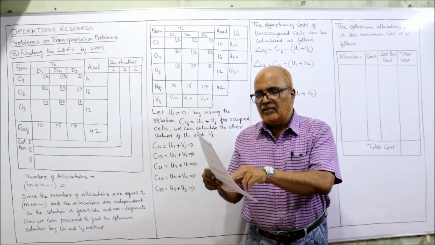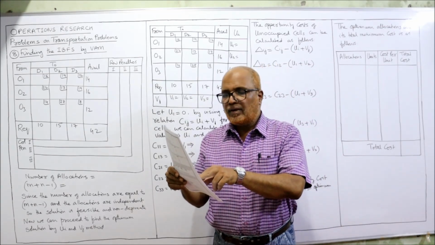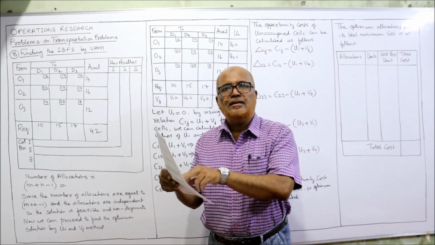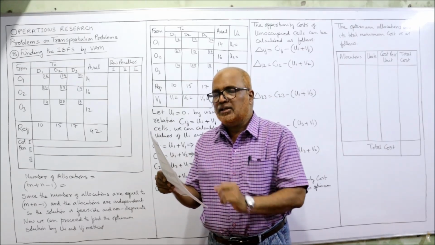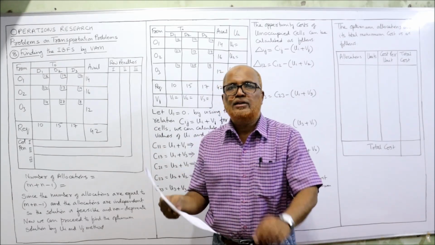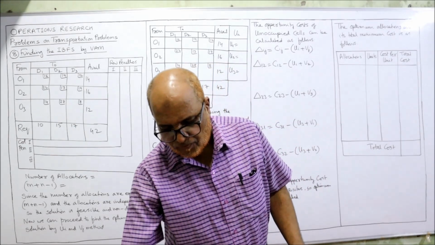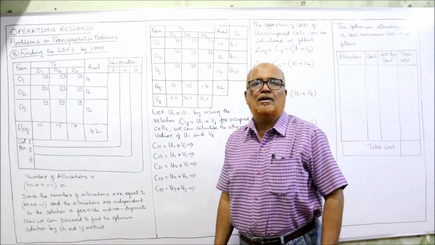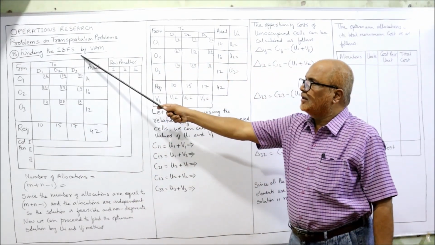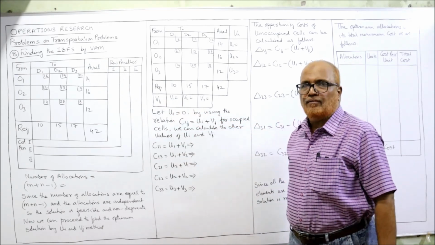From S1 to D1, 16 rupees. From S1 to D2, 19 rupees. From S1 to D3, 12 rupees. So all the unit costs are given. Now, first of all, we need to find the IBFS by VAM. Here, finding the IBFS by VAM.